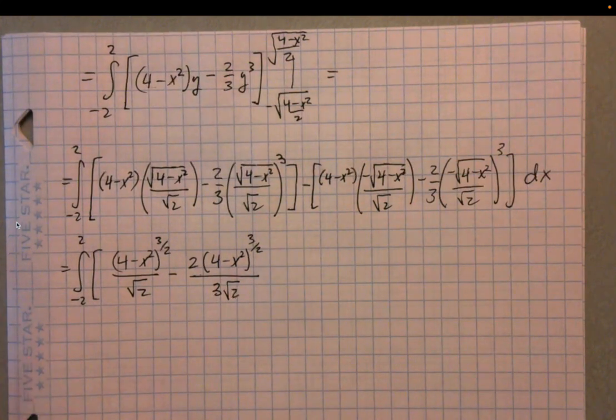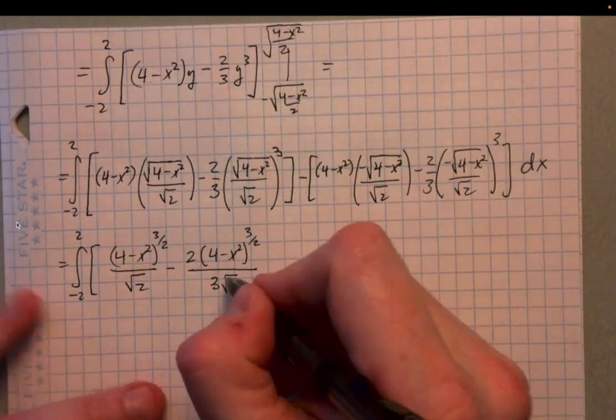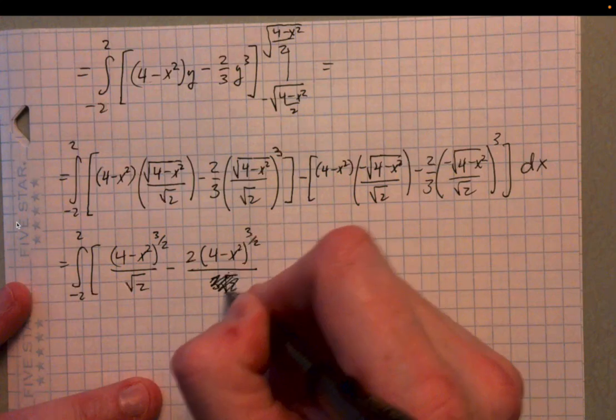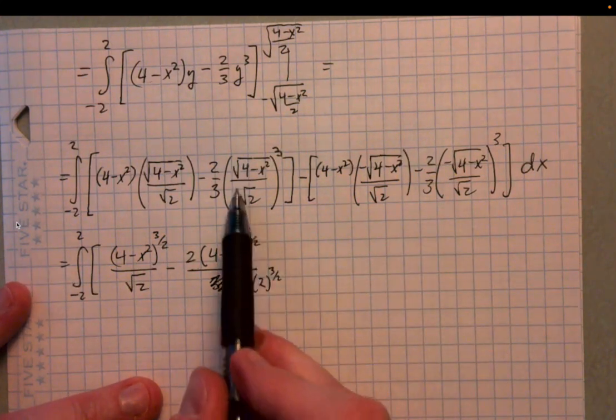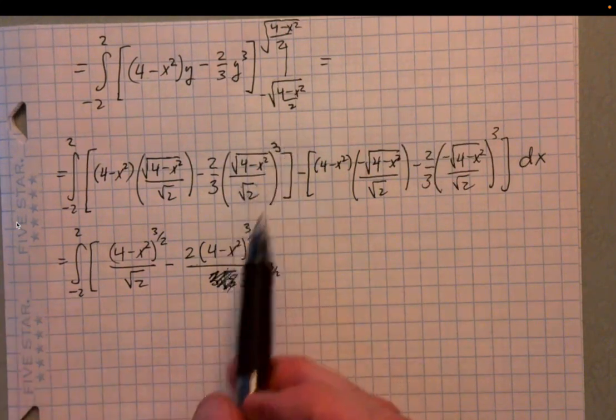So your denominators are a little off. Oh, actually, this should be 3 times 2 to the 3/2, right? So you actually have square root of 2 cubed. So be careful of that.